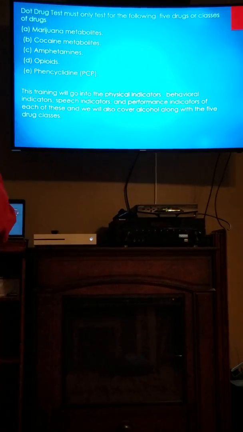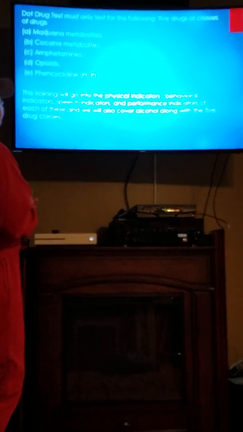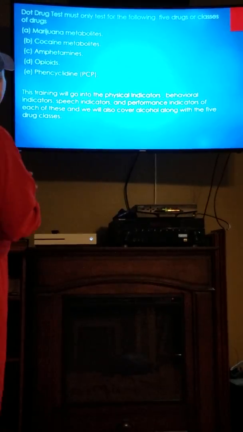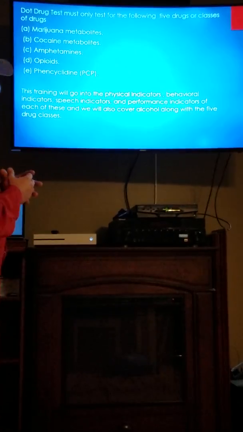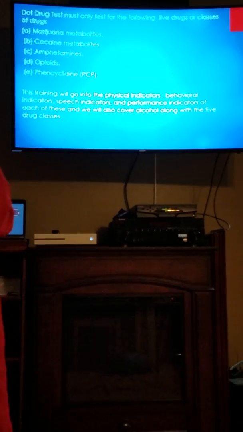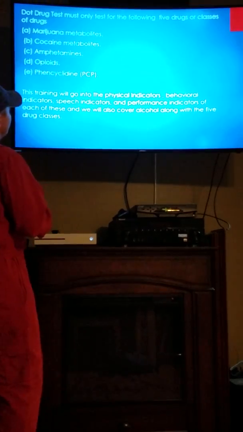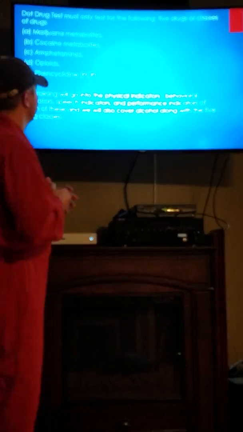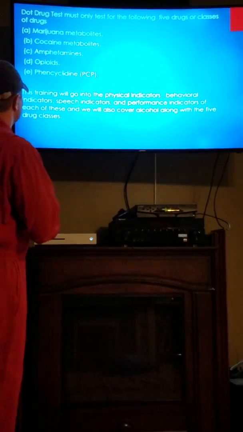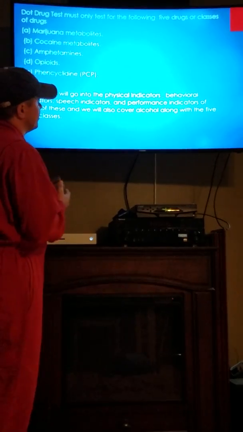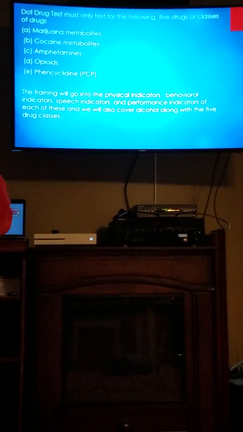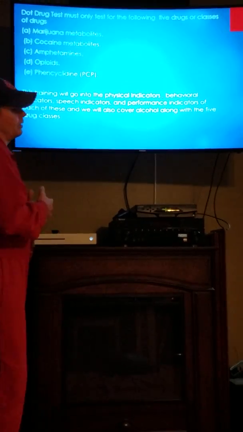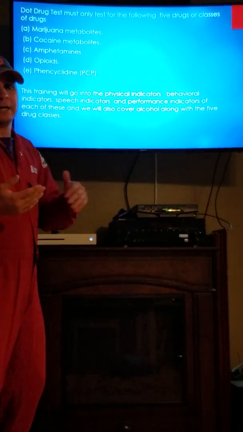Moving forward, a DOT drug test must only test for the following 5 drugs or classes of drugs. The 5 classes are marijuana metabolites, cocaine metabolites, amphetamines, opioids, and phencyclidine, PCP. This training will go into the physical indicators, behavioral indicators, speech indicators, and performance indicators of each of these. And we will also cover alcohol along with these 5 drug classes.